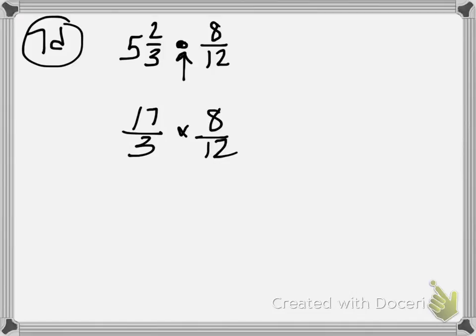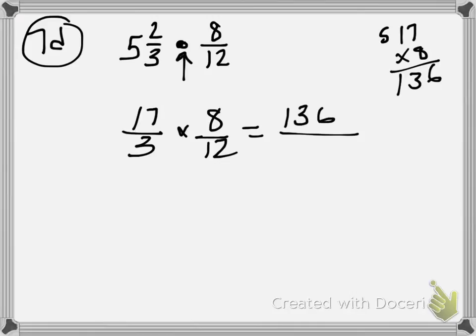And looking quickly, I don't see any good cross reducing we can do right now. So we're going to end up with some big, ugly numbers here. Alright, so off to the side, I'd work this out. 17 times 8. 8 times 7 is 56. Carry the 5. 8 times 1 is 8 plus 5 is 13. So I'd have 136. And 3 times 12 is 36. So I have 136 over 36.